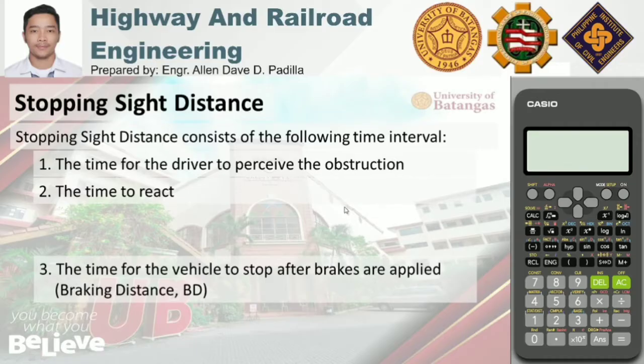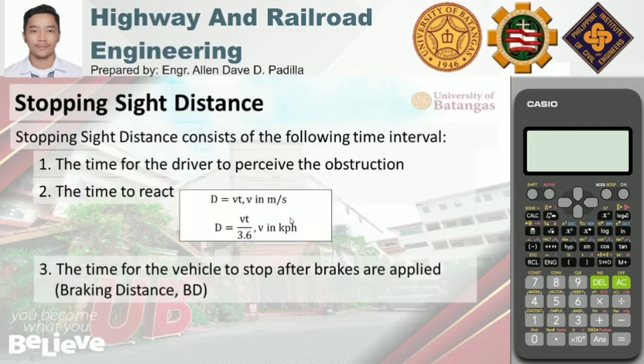Meaning to say, stopping sight distance consists of two distances. First one is the distance traveled during the perception reaction time, and the second one is the distance traveled after brakes are applied. So, yun yung tinatawag na braking distance or BD. So, para sa formula ng distance traveled during the perception reaction time, that is denoted by capital letter D, it is simply velocity multiplied by T. Again, T ranges from 2 to 2.5 seconds. But if not given, we will use 2.5 seconds.